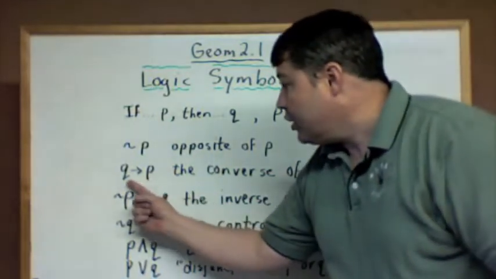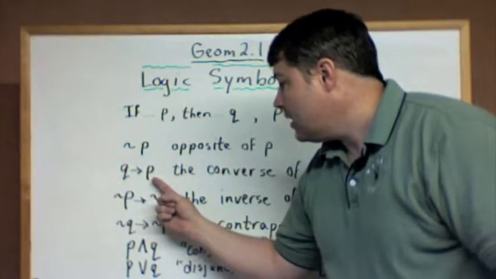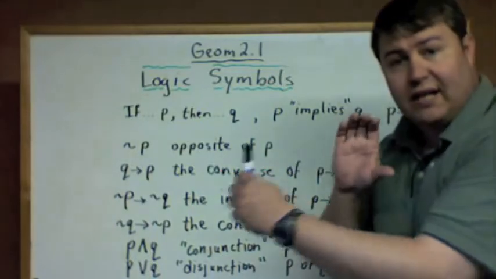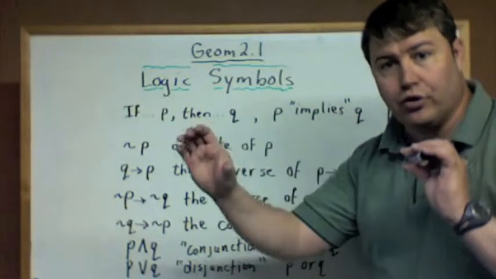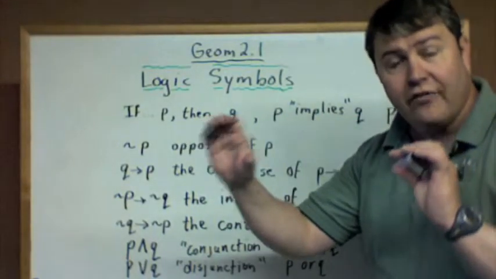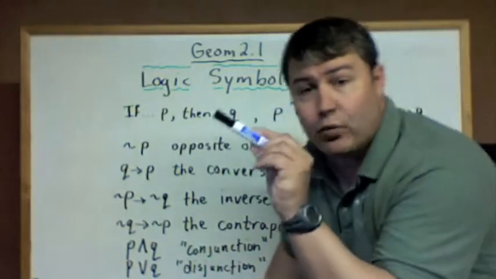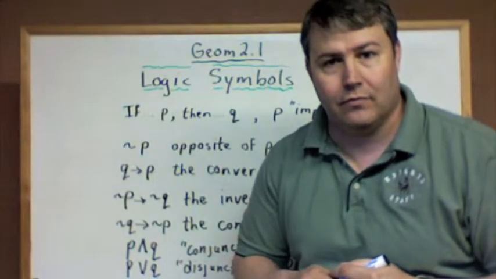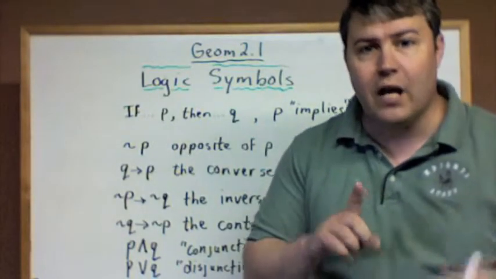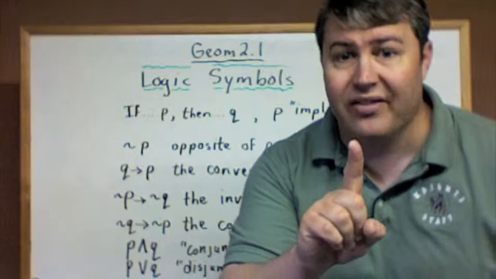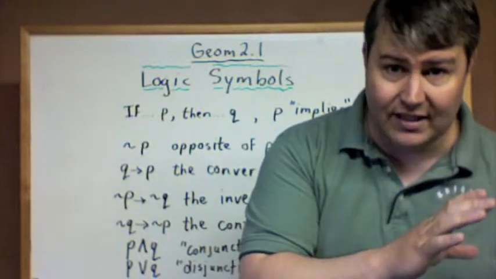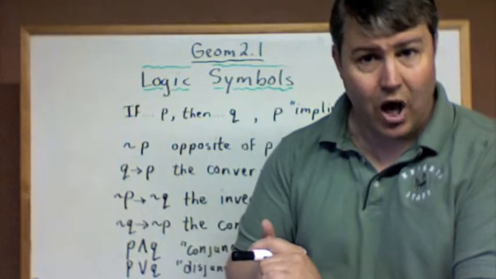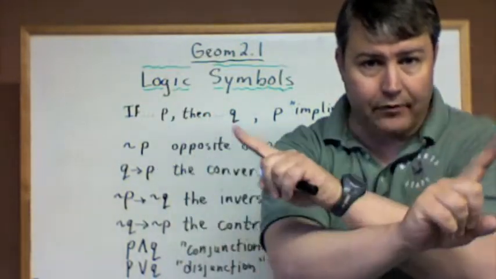Right now, Q implies P is called the converse of P implies Q. What you did was take the if and the then and interchange them. If my original statement was, if it's raining outside where I am right now, I will take an umbrella, then if I said, if I take an umbrella, then it's raining outside, that statement would be the converse of my first statement. All right, so that's converse, taking the if and the then and flipping them around.